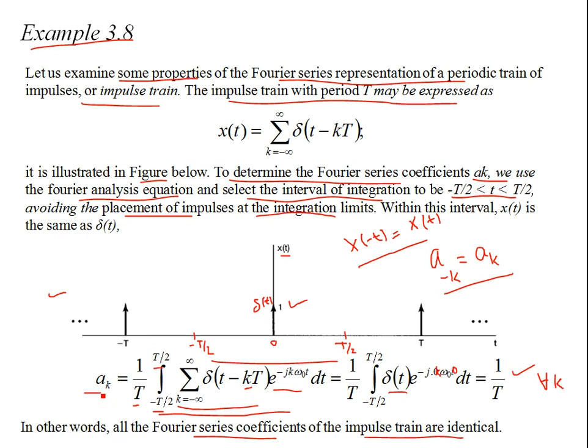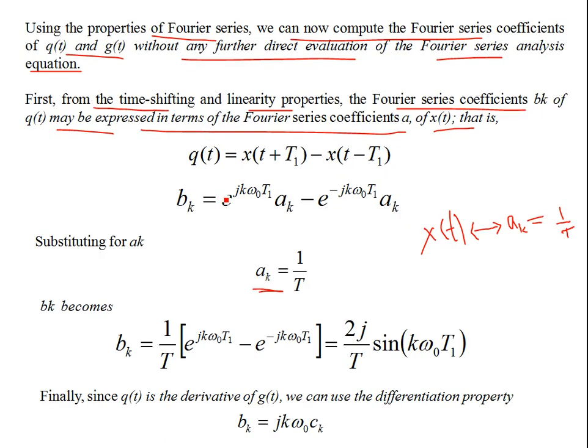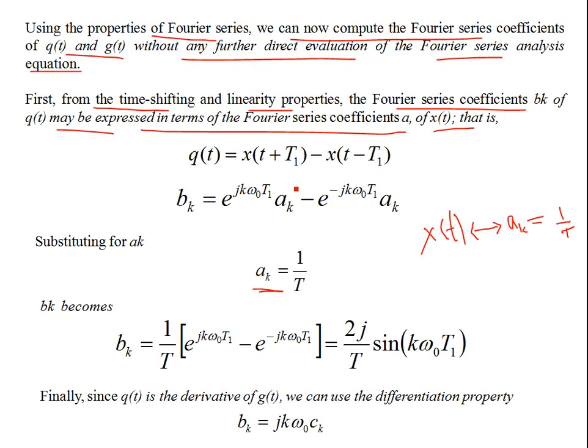So this Fourier coefficient was evaluated directly from the Fourier analysis equation as 1 over T, and was shown to be identical for all k. So we can use these Fourier coefficients to evaluate the Fourier coefficients for q(t). The properties we are going to use are again the same. There are two terms, so you can use linearity, and the first and second terms are shifted by t1. So again, let's use the time shift property.